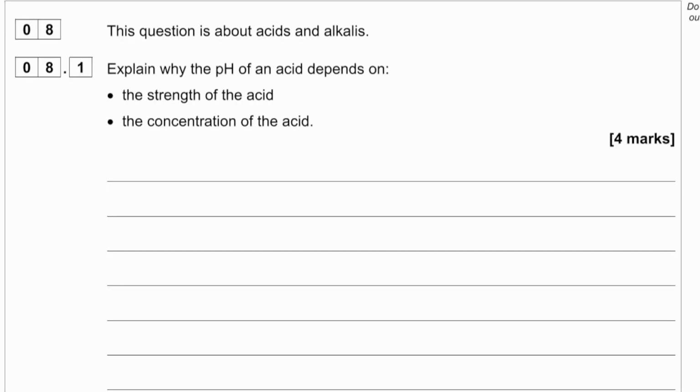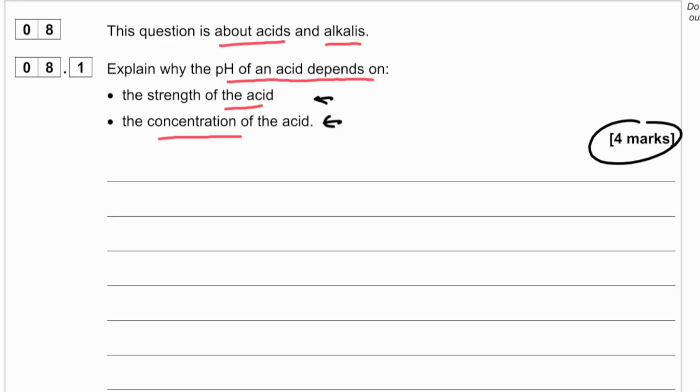Okay, and question 8, the final question for this paper. Let's go through it. This question is about acids and alkalis. Explain why the pH of an acid depends on the strength of the acid and the concentration of the acid. So we want to explain these two aspects, and it's worth 4 marks, so probably 2 points for each.